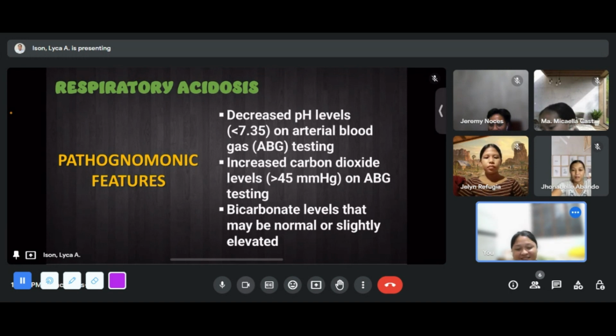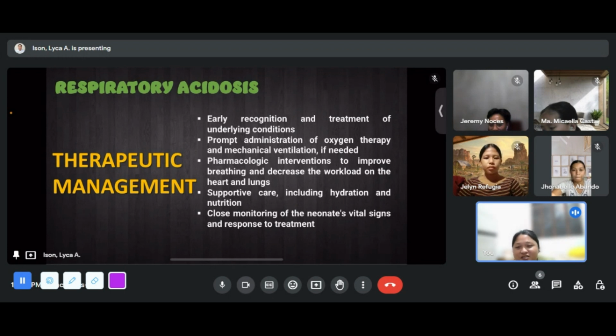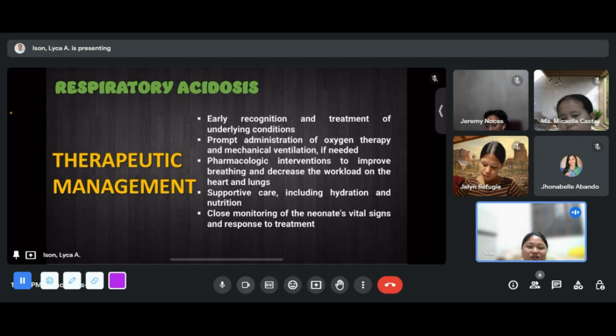So, next is the therapeutic management. Early recognition and treatment of underlying conditions of respiratory acidosis. Prompt administration of oxygen therapy and mechanical ventilation if needed. Kasi nahihirapan sila mag-hinga, kaya kung kailangan nating i-administer yun agad-agad. So, pharmacologic interventions to improve breathing and decrease the workload on the heart and lungs. Supportive care, including hydration and nutrition. Siyempre, kailangan maging healthy para maiwasan yan.